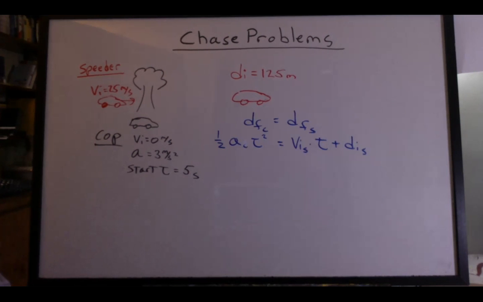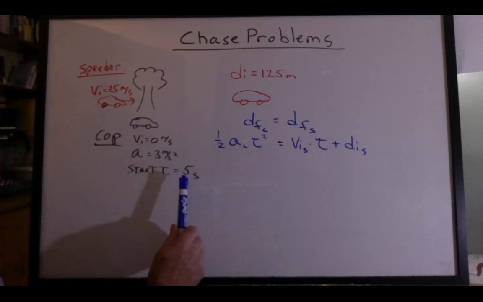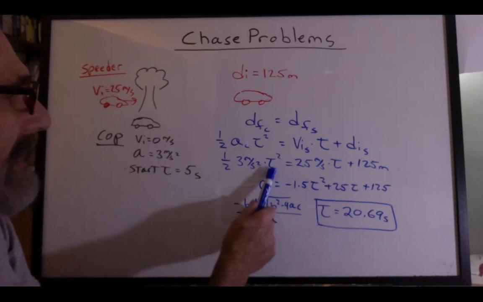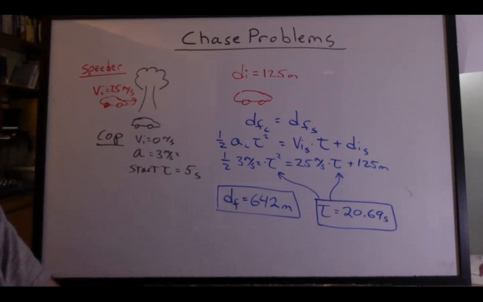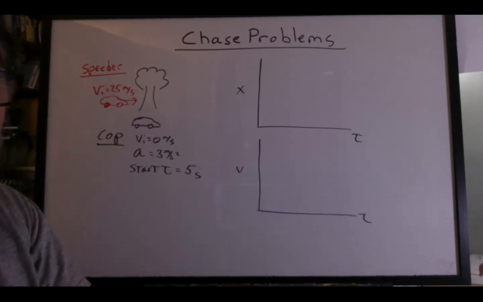When we set up the equation, we have to remember that this is the time from when the cop starts the chase. Boy, that one little change, and now we have to use the quadratic. Now that's the time while the cop is chasing. Plug it back into either side of the equation, and we get 642 meters. Let's plot the graphs. Now pause the video and try the graphs first.